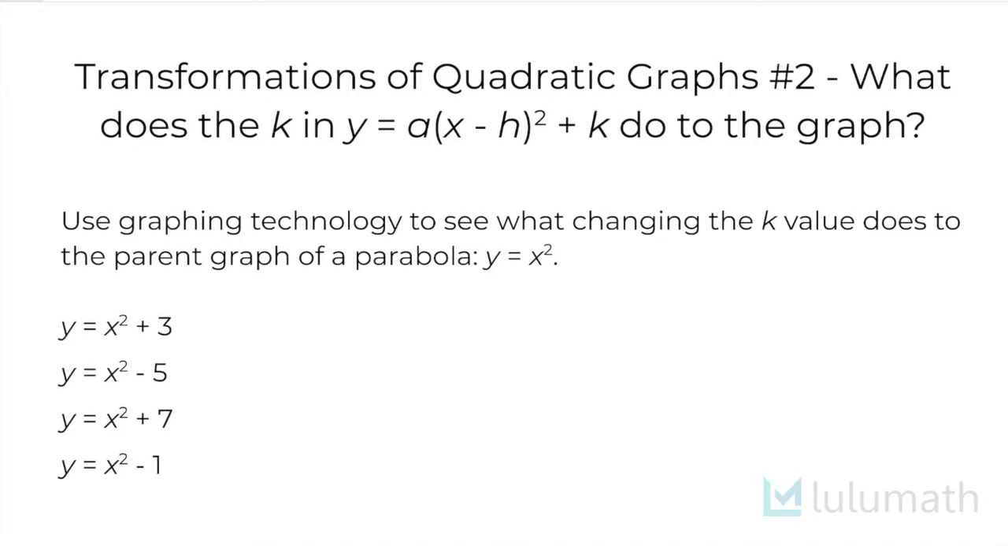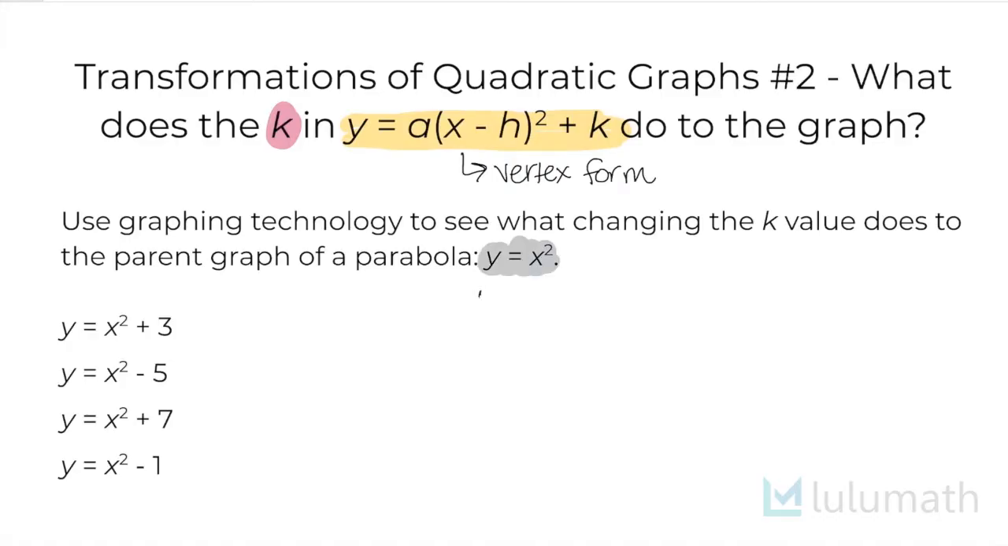So in this video, we want to know, what does the k value do in the general form y equals a times x minus h quantity squared plus k? And just a reminder that this is in vertex form. So we're going to use graphing technology to see what changing the k value does to the parent graph of a parabola y equals x squared.